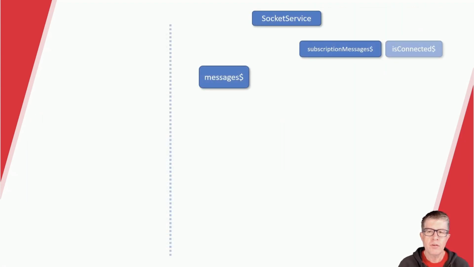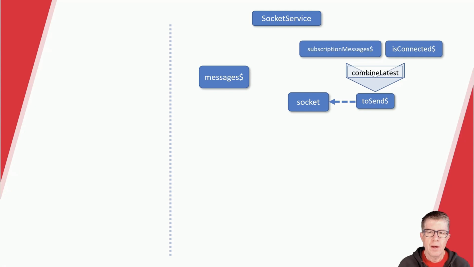So looking at the socket service, there are various streams in here. There is a stream of subscription messages and a stream that determines whether or not the socket is connected. And those are combined together to create a stream for messages to send out via the socket. There's a messages stream that is used to deliver messages back to any subscribing front-end components.